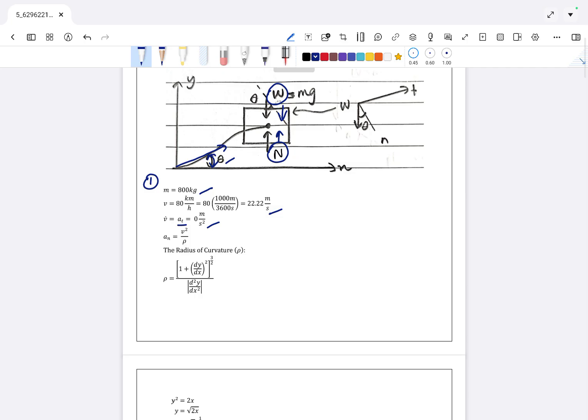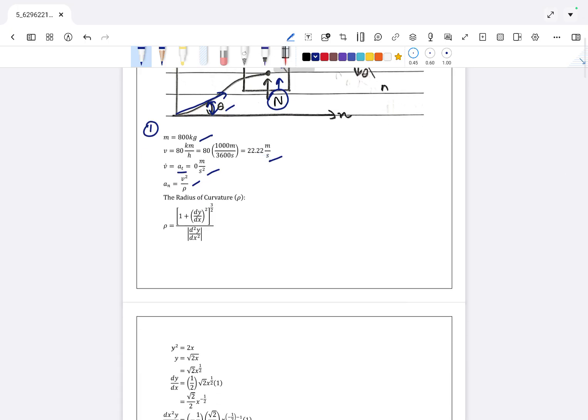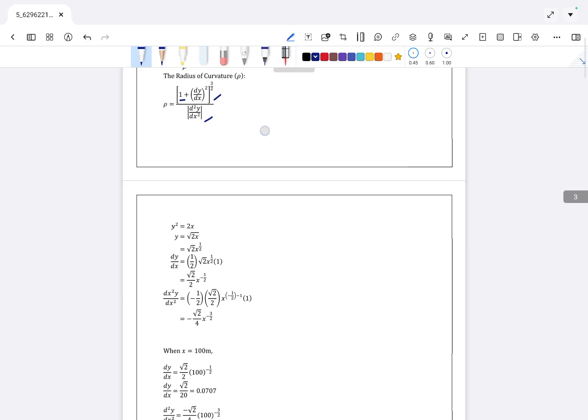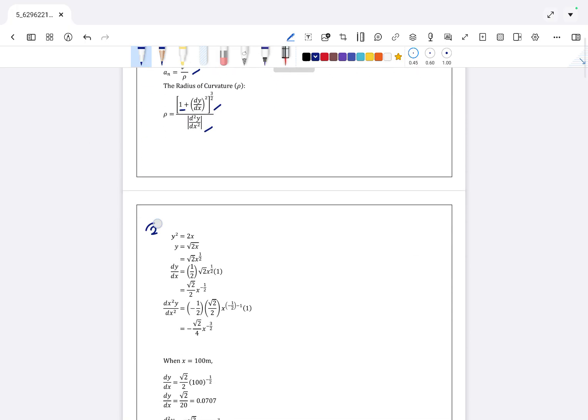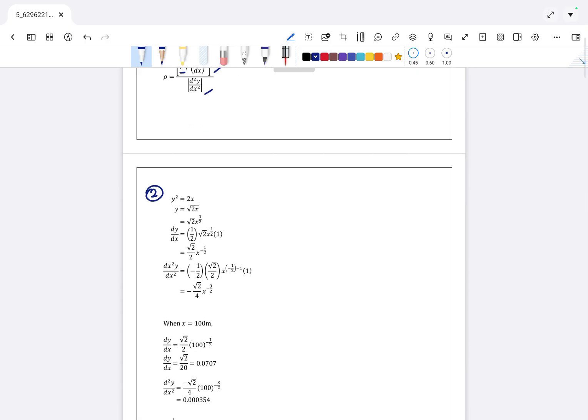We also need to find the normal acceleration. The normal acceleration formula will be v square over rho. For this question, we need the formula of radius of curvature to find the answer. So rho is equal to 1 plus dy over dx square in bracket 3 over 2, over d square y over dx square. This is the first step.